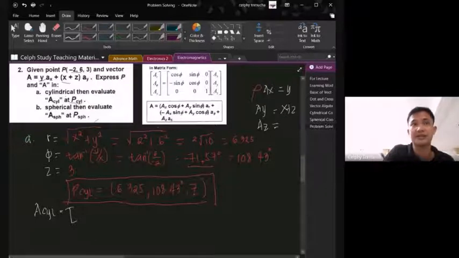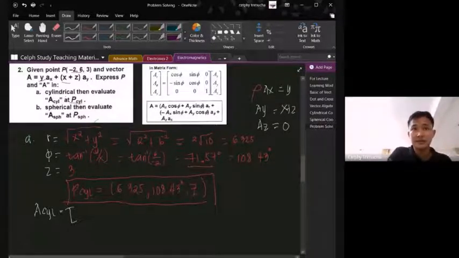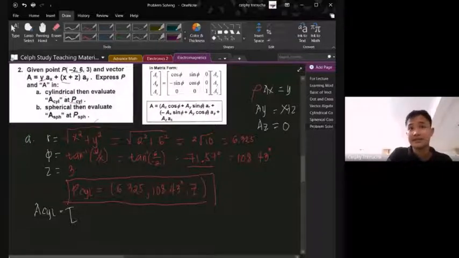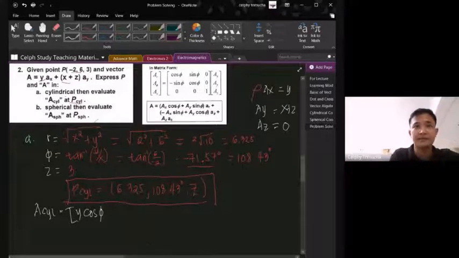Then AZ, wala kita AZ, so this is equal to 0. Okay, para sa base sa aton nga formula, we will have AX cosine theta. So AX naton is Y, so butang ko na lang diretso Y cosine theta, or cosine sang angle, plus AY. AY naton is X plus Z, so butang ko diretso X plus Z sine sa aton nga angle.